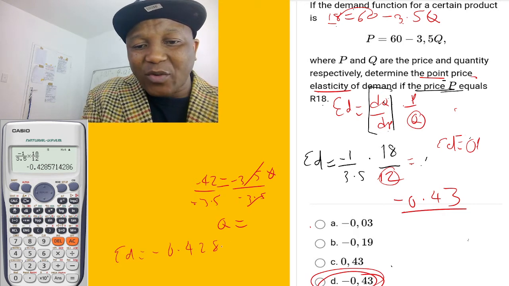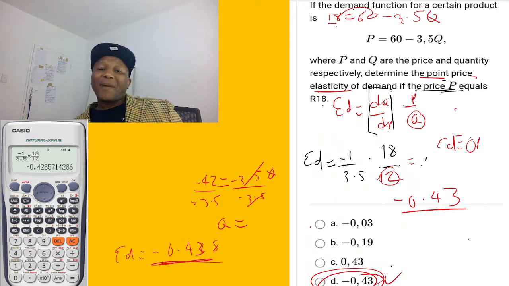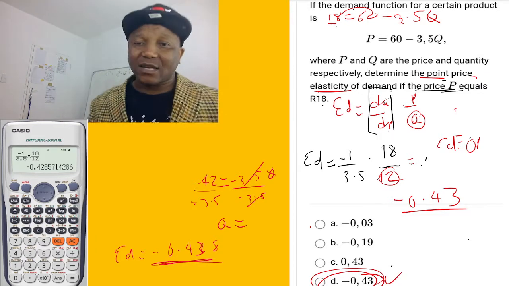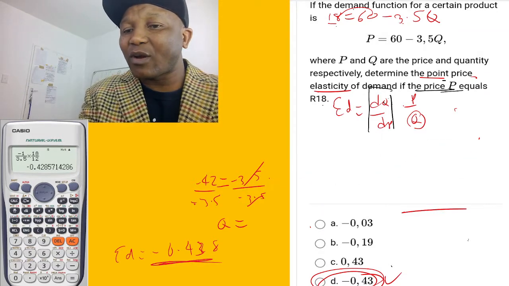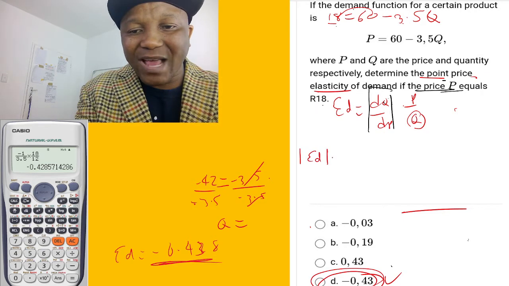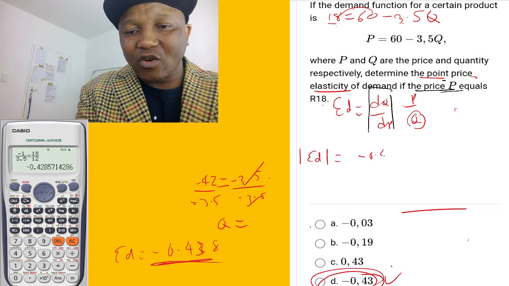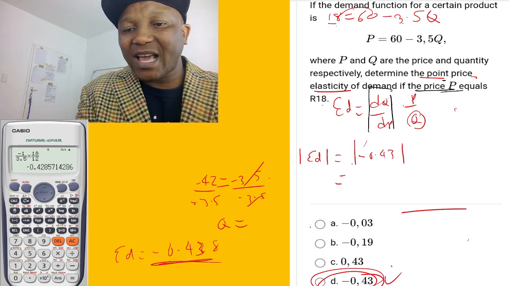So when you approximate, it's going to be 0.43. That's our answer. But if they had asked to determine the elasticity of demand, then I must put the absolute value. That means the negative 0.43, I also have to take the absolute, and the negative sign falls away.